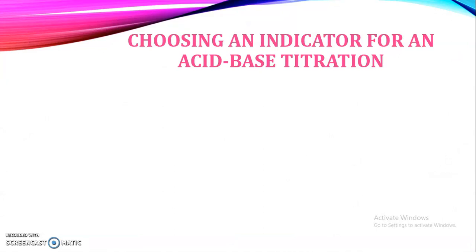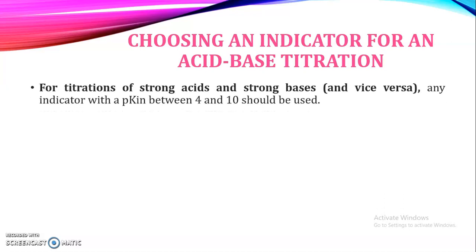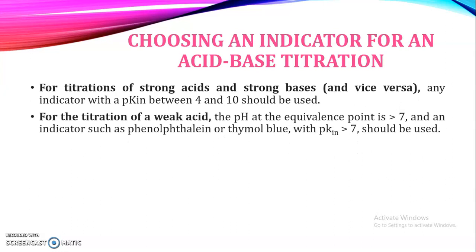Now, how are we going to choose an indicator for acid-base titration? For example, for titration of a strong acid and a strong base, we use an indicator having a pKin, which, as I said, is nothing but the dissociation constant, between 4 and 10. Any indicator which has a pKin between 4 and 10 should be used.